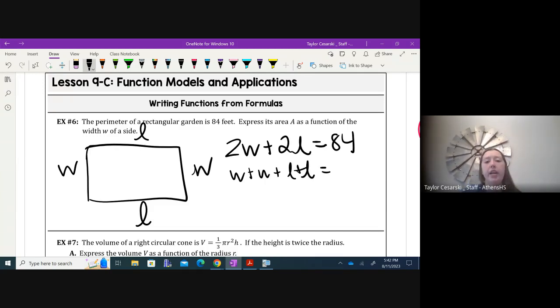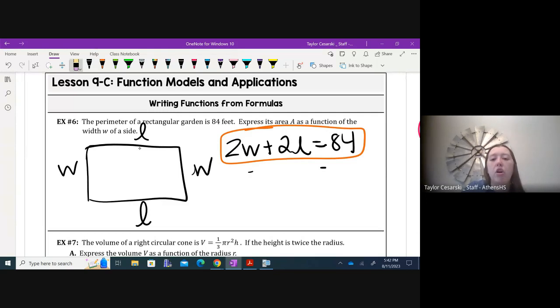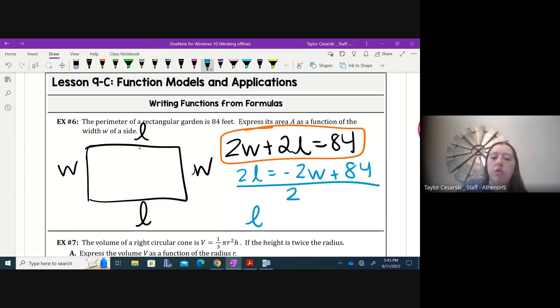Express the area as a function of the width. So what I can do here is take this equation and I can solve it for the length so that I get that in terms of the width. So 2L equals negative 2W plus 84. Subtract that 2W to the other side. Divide everything by 2. So L equals negative W plus 42, or 42 minus W, either way.